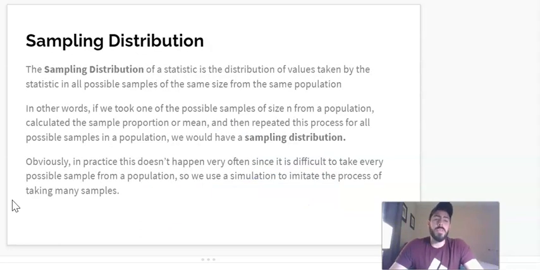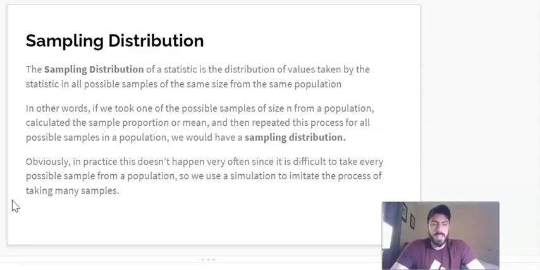So one of the things that we do to mitigate that is we look at the sampling distribution rather than just a regular distribution. The sampling distribution of a statistic is the distribution of values taken by the statistic in all possible samples of the same size from the same population. In other words, if we took one of the possible samples of size n, so let's say size 30, and we found all of the different possible sample proportions or sample means, and then repeated this until we had all possible combinations, we would have what is considered a sampling distribution.